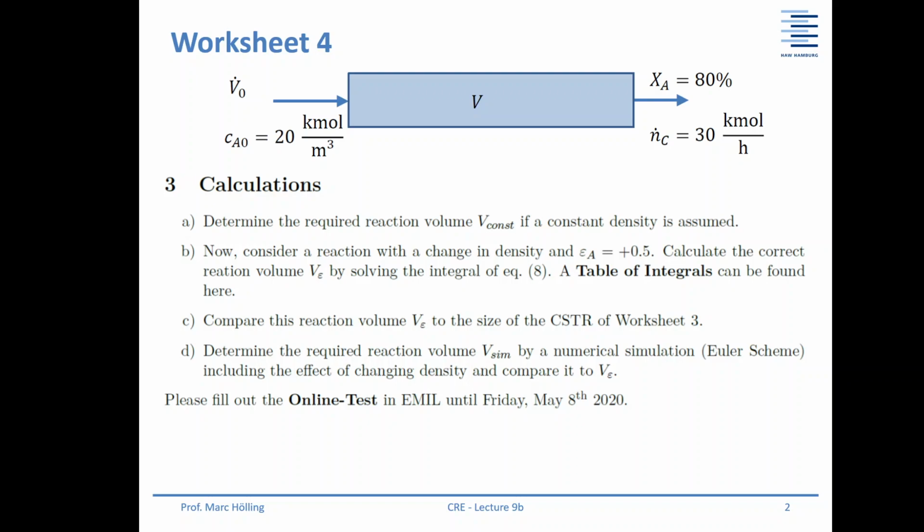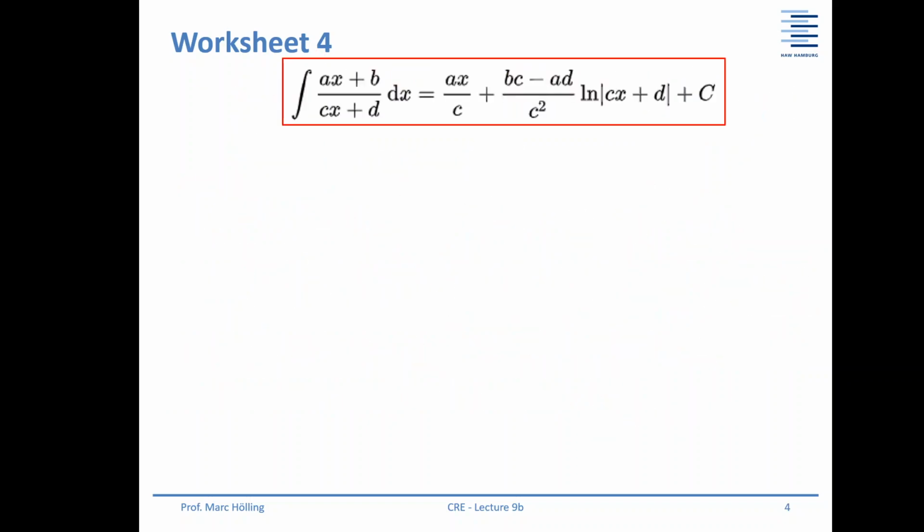Now it's B. Consider a reaction with a change in density with an epsilon of 0.5. Calculate the correct reaction volume V epsilon by solving the integral of equation 8. A table of integrals can be found here. So basically you had a link where you found a lot of integrals, and the one that you need for the task given here I put in the red box. So again we start with our equation.